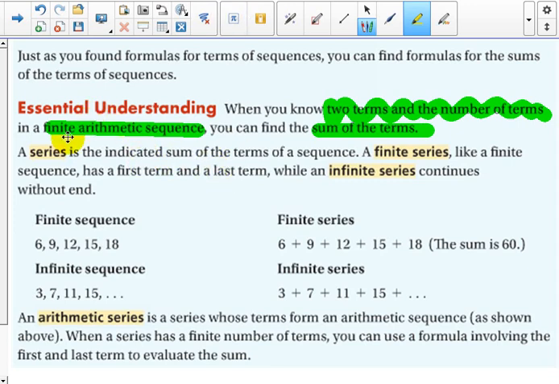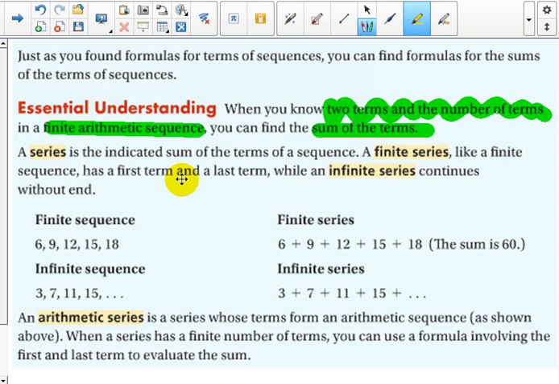So first, before we move on, we have to understand what is a finite series and an infinite series. Okay? So we've already talked about what a series is. A series is just an indicated sum of terms of a sequence. It's the indicated sum of the terms of a sequence. That's a series. Okay?